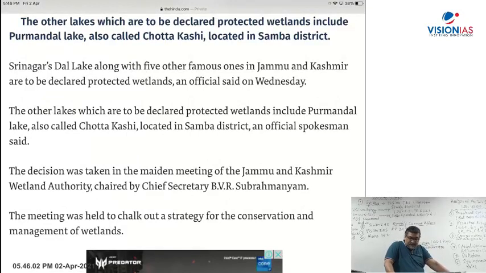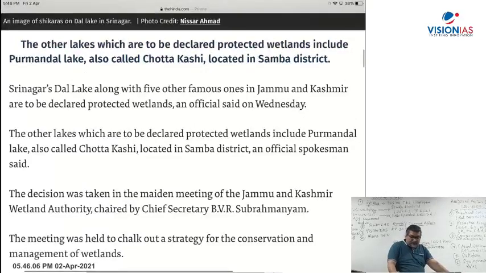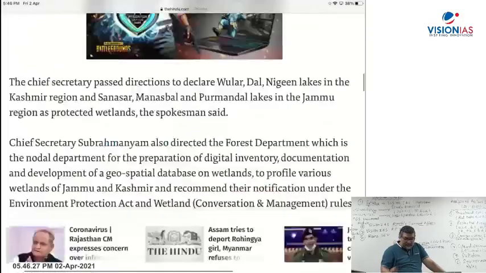The other lakes' names have been given there. And what is very important, now look here: the Jammu and Kashmir Wetland Authority has proposed declaring such lakes as important wetlands, with their protection. So what I want to tell you is that this is the news article. You have to connect it with the syllabus part, with conservation, and link it with the syllabus.